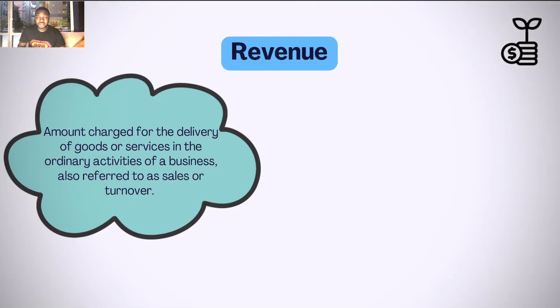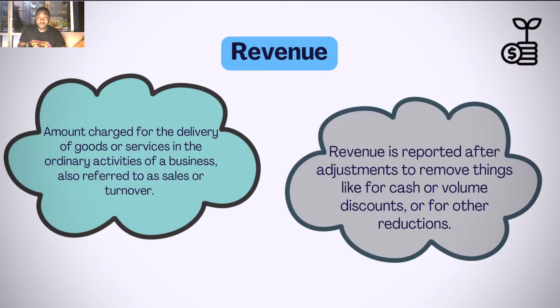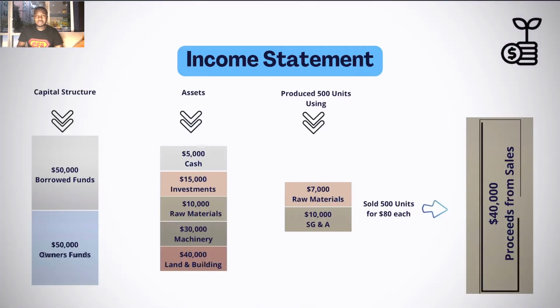Revenue is the amount charged for the delivery of goods and services in the ordinary activities of a business, also referred to as sales or turnover. Revenue is reported after adjustments to remove things like cash or volume discounts or other reductions. In our hypothetical company example, our revenue is $40,000, which is the amount received for the sales of 500 pairs of shoes. A company's total revenue may comprise operating and non-operating revenues.